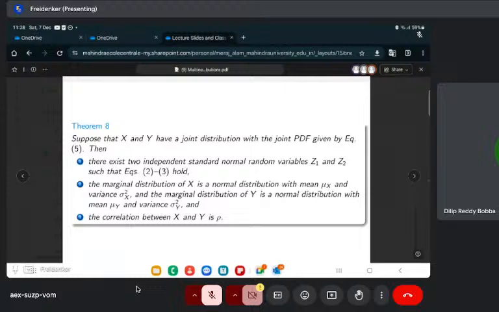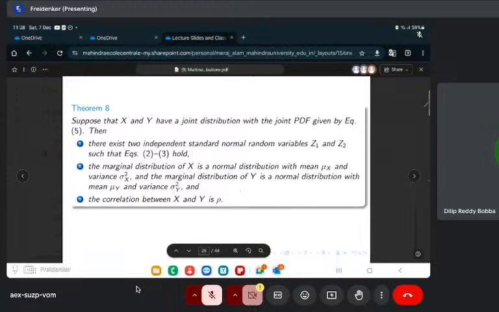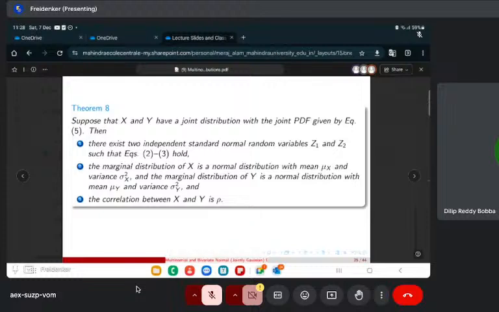Previously we started from Z1 and Z2. Here we are starting from X and Y and then coming to Z1 and Z2. And the marginal distribution of X is a normal distribution. Here X and Y, both of them are normal random variables. So X will have mean mu X and variance sigma square X. Y is the same story, mu y and sigma square y. So x and y are two normal random variables. If you find their joint distribution function, it becomes a bivariate normal distribution.